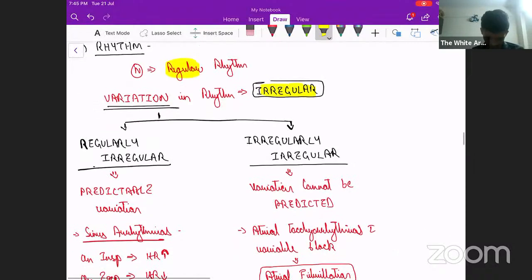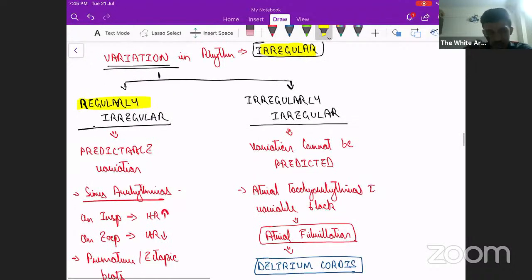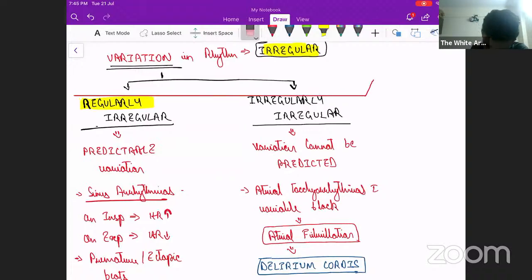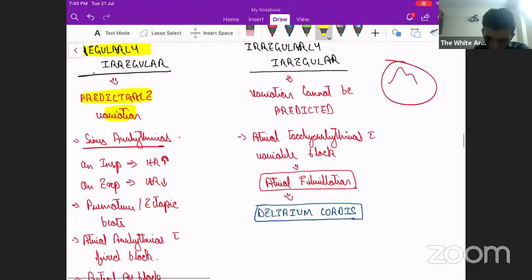So how can this rhythm be irregular? This can be of two types, with confusing names. One is regularly irregular. Regularly irregular means the rhythm is irregular, it is not the usual activity you see. That is why it is irregular. And how can this irregularity be predictable? Predictable variation in the rhythm is called regularly irregular. So what are the causes?